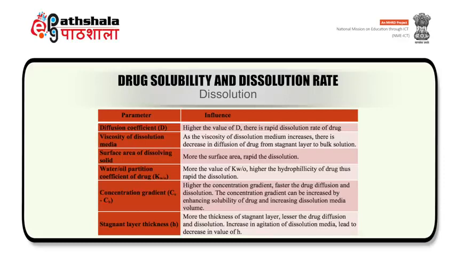Passive diffusion is the mechanism of drug transport where the drug diffuses across the biological membranes in the direction of its concentration gradient. The higher the concentration gradient, the faster the drug diffusion and dissolution. The concentration gradient can be increased by enhancing the solubility of the drug and increasing the dissolution media volume.